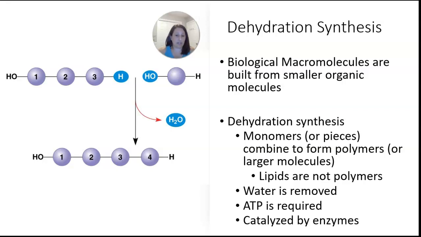Okay, so lipids are the only class that are not classified as polymers. They don't have monomeric subunits. Instead, lipids are composed of fatty acids and glycerol.